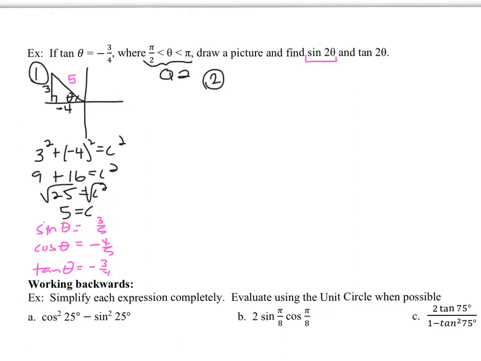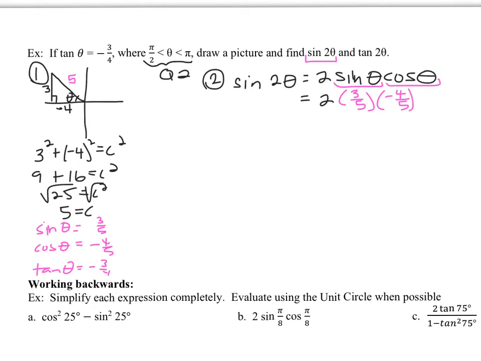We'll start with sine 2 theta, and we just use the definition from the note packet. So I'll kind of flip it over to the other side. Sine 2 theta is going to be equal to 2 times sine theta times cosine theta. So just one quick little product. Sine theta, we said, was 3 over 5. Cosine theta, we said, was -4/5.